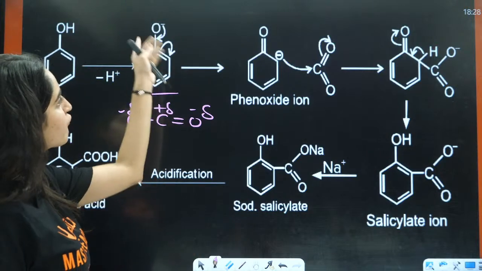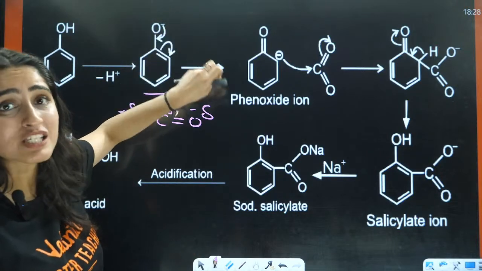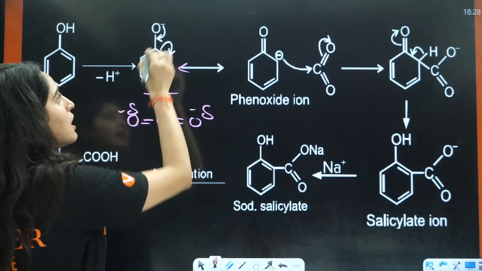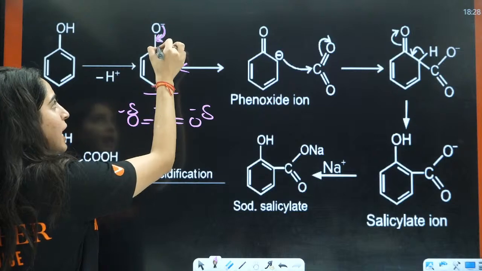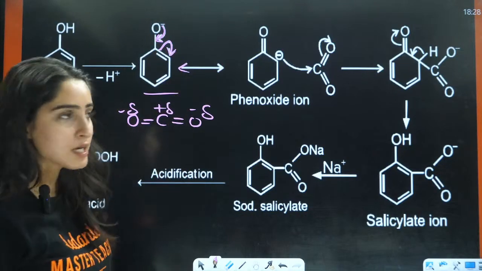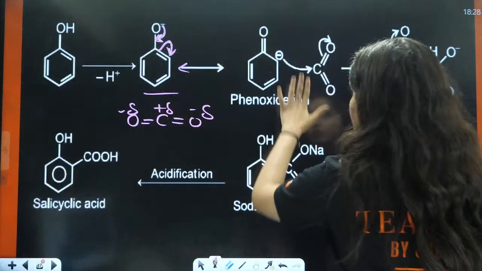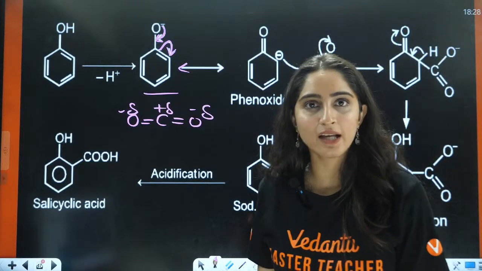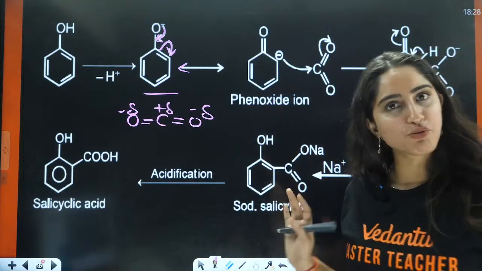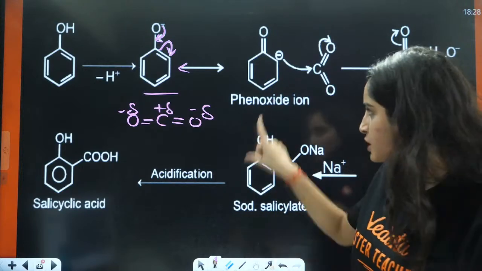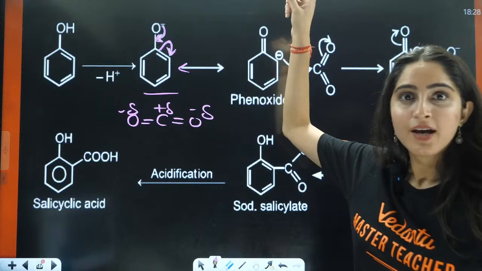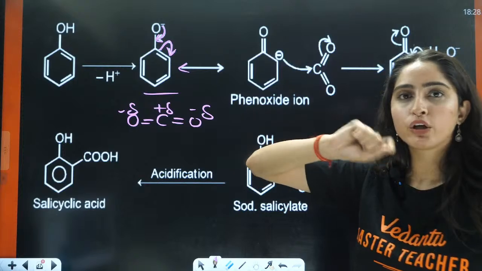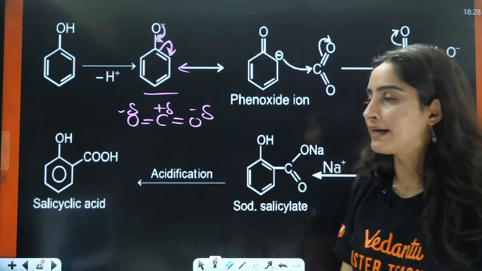And because of resonance in the phenoxide ion, this electron will jump here and this electron will jump here, right? You will have an ortho substituted product here. Basically, this is one of the resonating structures of the phenoxide ion. We drew this before, I think only 30 minutes back, the resonating structure of the phenoxide ion.